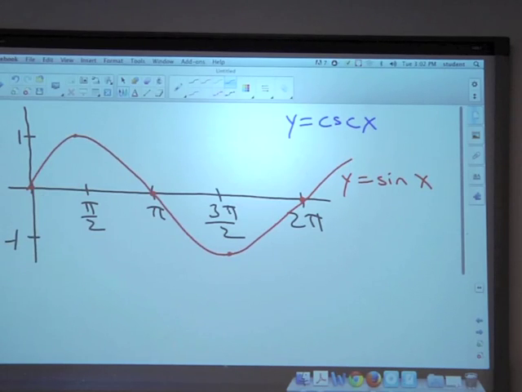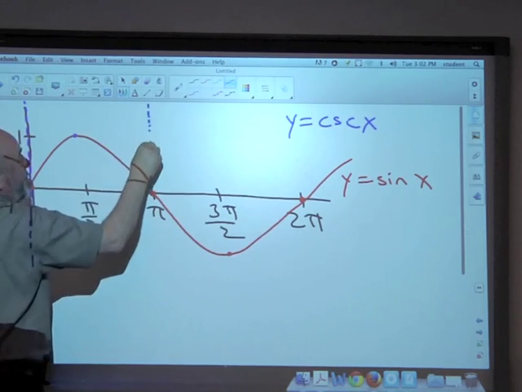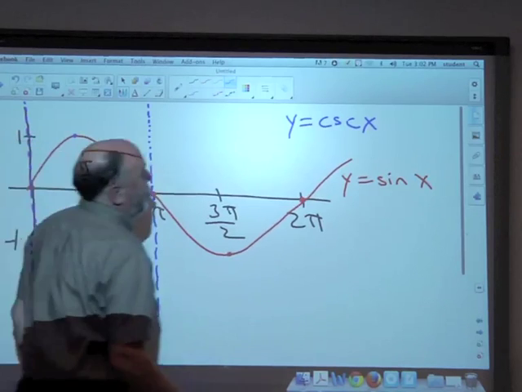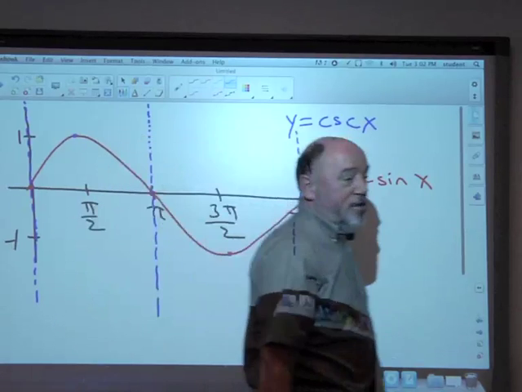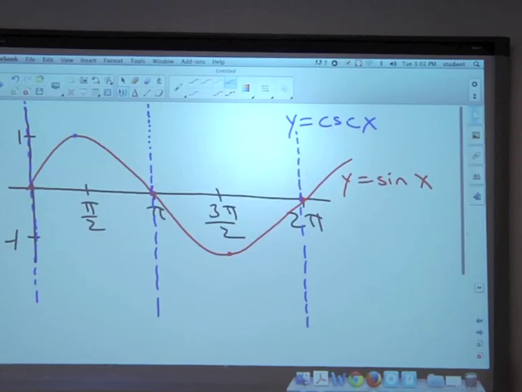It's 1, right? 1 over 1. Okay? What is 1 divided by 0? You can't. It's undefined. So we're going to get an asymptote line there. We're going to get another one here, and another one here. So cosecant is undefined at 0, pi, 2 pi, 3 pi, 5 pi, negative pi, negative 2 pi, and so on. Okay? Now, what happens in between?